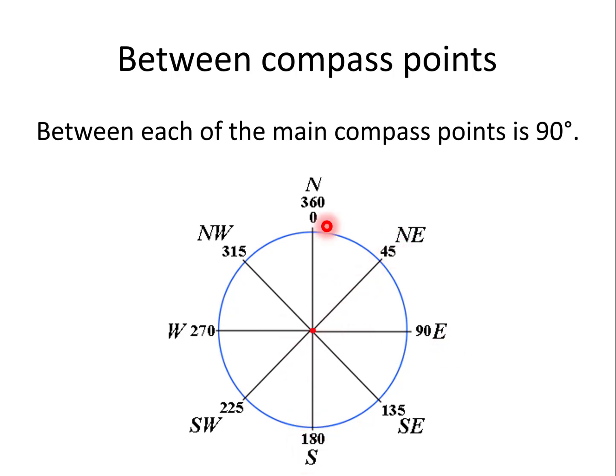Between each of the main compass points, such as north and east and south, is 90 degrees. And between the ones in the middle will therefore be 45 degrees. So north to northeast is 45 degrees. Let's have a look at an example.